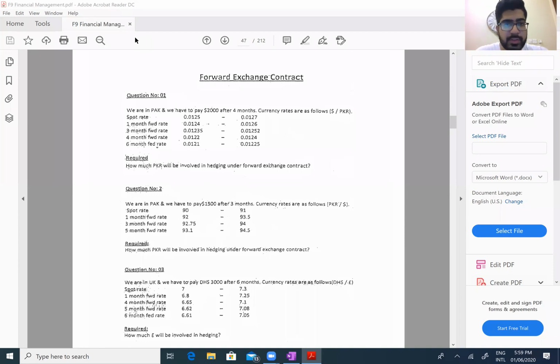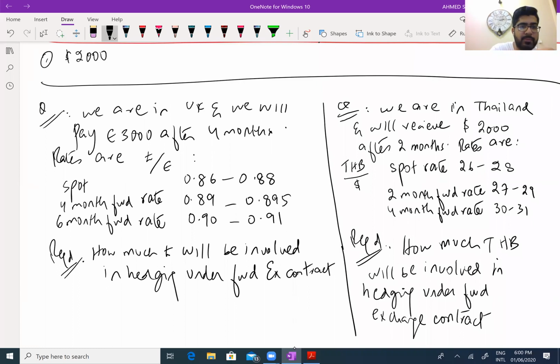Okay, so the first question: we have to pay $2,000 after 4 months. Obviously, there would be a fear that rates may go up. Rates are for $1 over PKR. How much PKR will be involved in a forward exchange contract? 3 steps: 4 months, highlight 4 months, identify the quote, PKR in the denominator, indirect quote, division, lower is buying, higher is selling. We have to pay $2,000. How much PKR? Divide by the buying rate, because we have to buy to pay. 163,934.